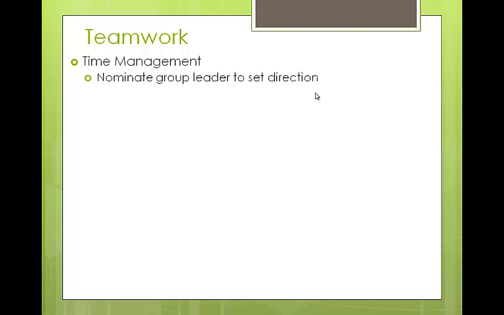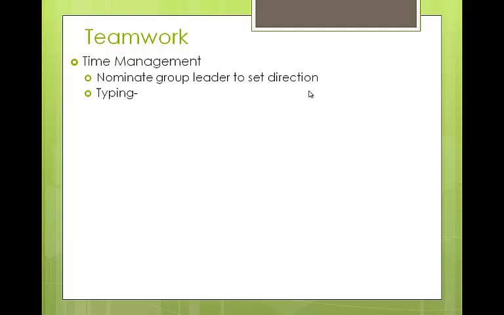All right, the second to last part that I want to discuss is teamwork. You don't have a lot of time to complete this activity, so it's essential that all of you are informed as to what you need to do and that everybody is contributing at all moments. The very first thing to help out with your time management is make sure that somebody is in charge. Nominate a group leader to set a direction, assign and delegate tasks, and keep people on task as they work.